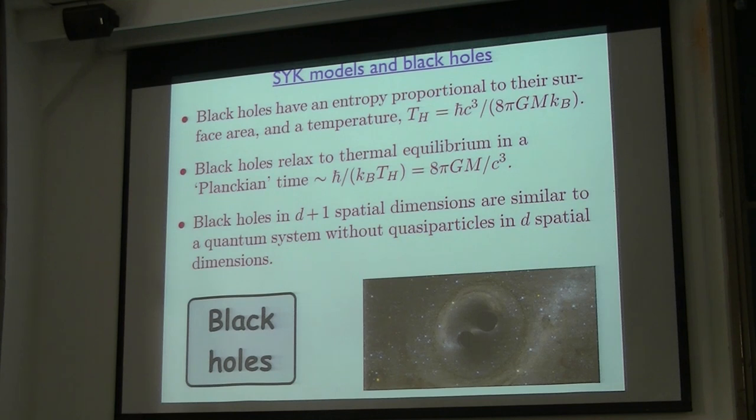All right, so that's really at the heart, the key fact. The fact that black holes equilibrate in a time of order h bar over the Hawking temperature is the reason that, if you want to think of it as a quantum system, it cannot be interpreted as a system with quasi-particles. No way. A quantum system with quasi-particles cannot equilibrate that quickly. Okay.